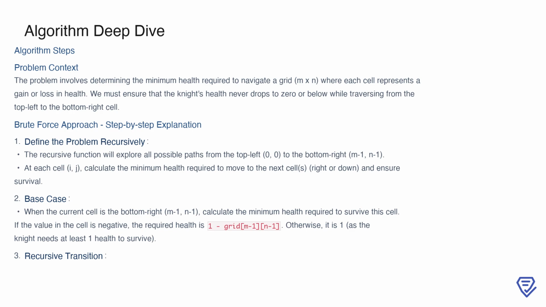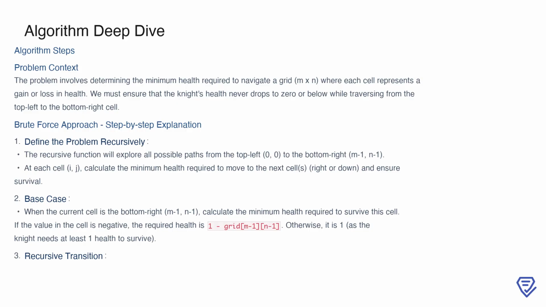The brute force approach starts by defining the problem recursively. At any given cell, we calculate the minimum health required to move to the next cell, either to the right or downward, while ensuring survival. The base case occurs when the knight reaches the bottom right cell. Here, we calculate the minimum health required to survive that specific cell.